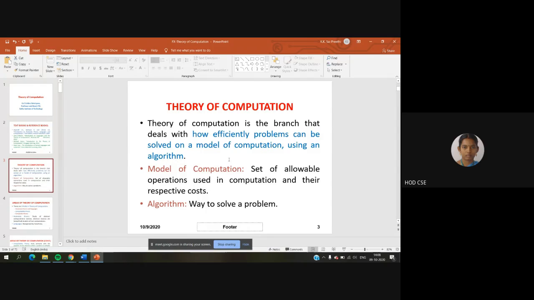Definitely you know what is an algorithm. So we have to see what is model of computation and algorithm. A model of computation just describes the set of allowable operations used in the computation and their respective cost. So definitely with respect to the model, we have to pay a different cost. The problem can be solved with the help of different models. The same problem can be solved with the help of more than one model, but the cost we have to pay is different. The cost here means the computational cost. And you know how the computational cost is calculated. And an algorithm is a way to solve any problem.